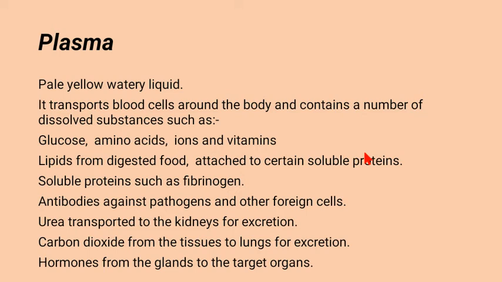Plasma also consists of fibrinogen, which is a soluble protein, and it helps in blood clotting. Also, plasma contains antibodies produced by white blood cells, and plasma's main function is to remove waste material like urea and carbon dioxide and transport it to the kidneys and lungs for excretion. Hormones from the glands are also transported to their target organs by means of plasma.